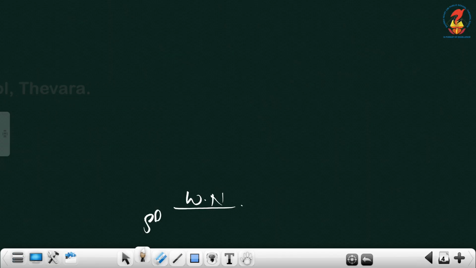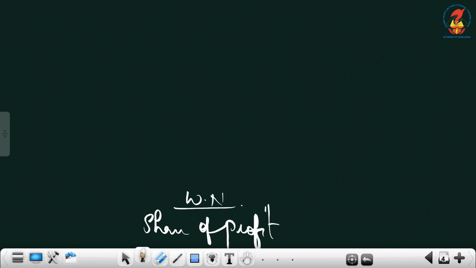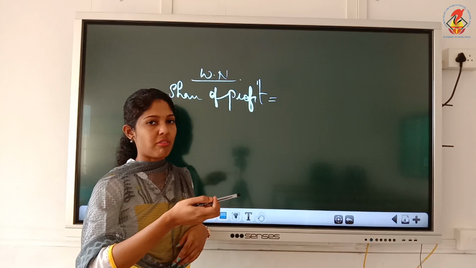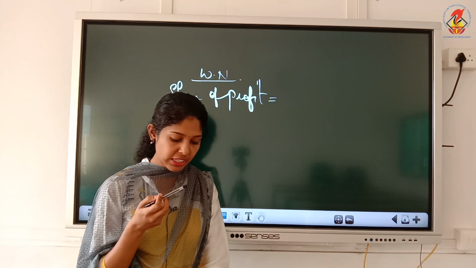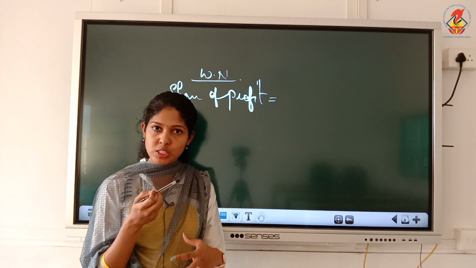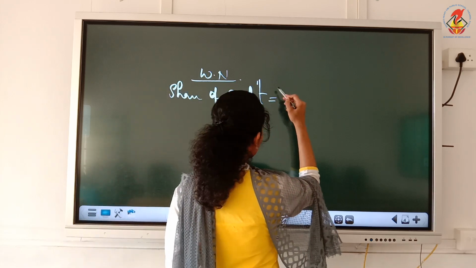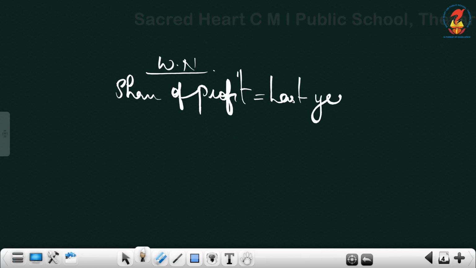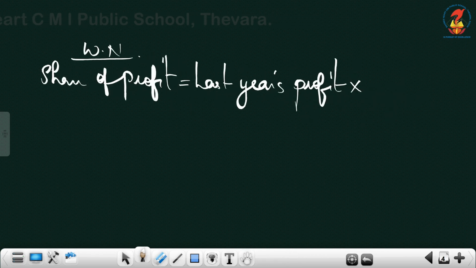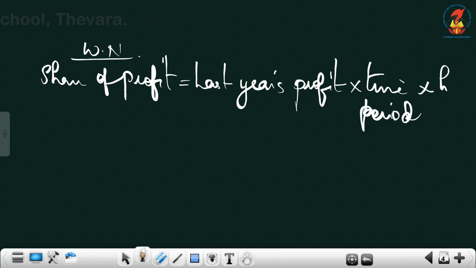The formula is average profit into time period into his share. Here we don't have to take average profit because they are asking specifically to compute on the basis of previous year's profit. So average profit need not be taken, you just have to take last year's profit. So here we will make a slight change in the formula. Instead of average, you take just last year's profit into time period into his share.